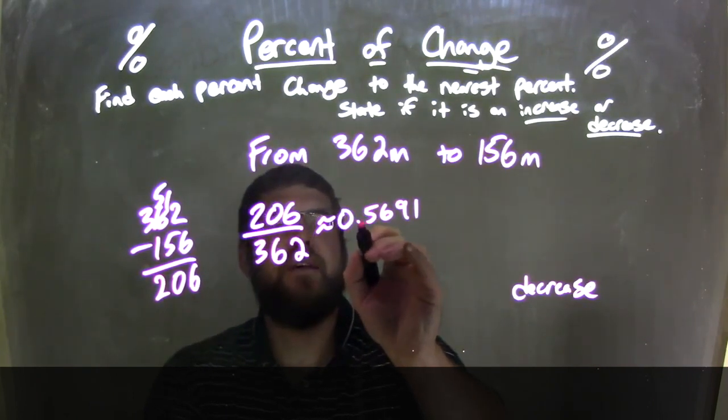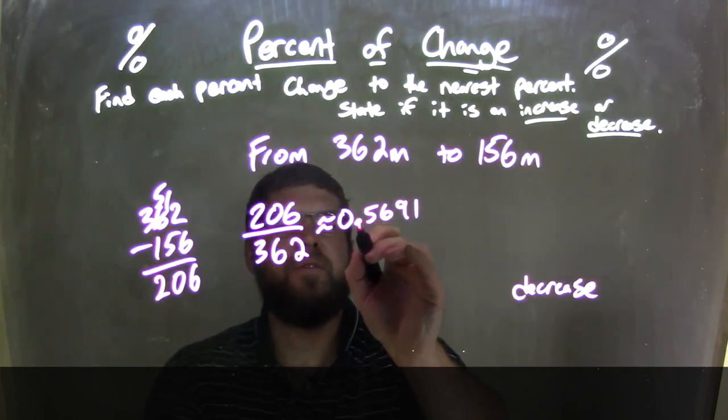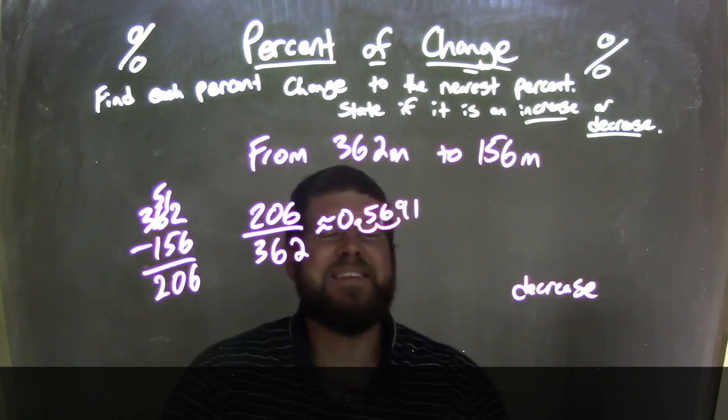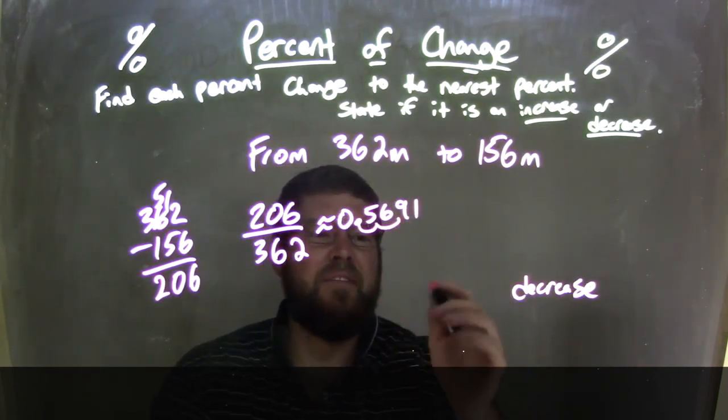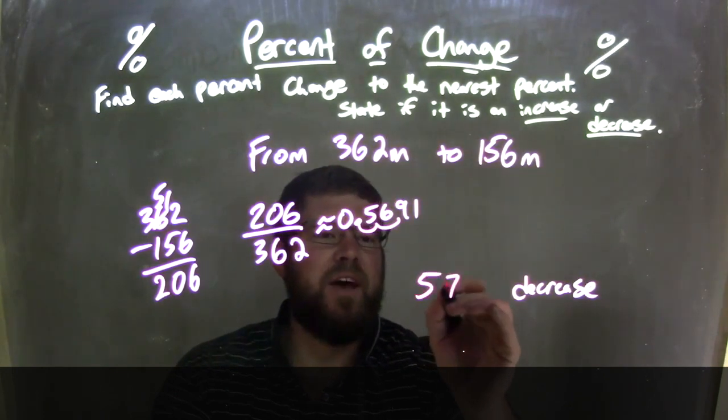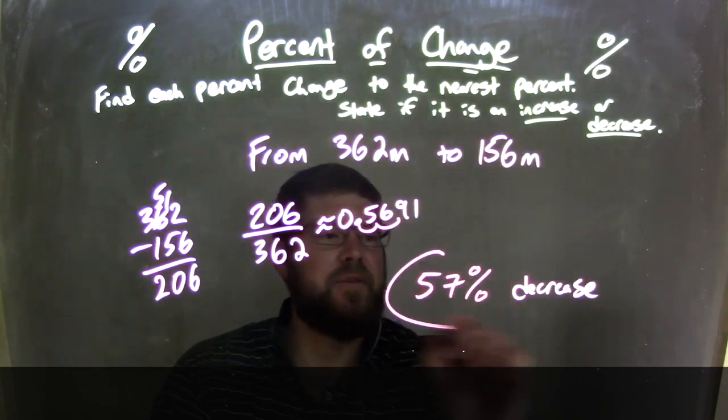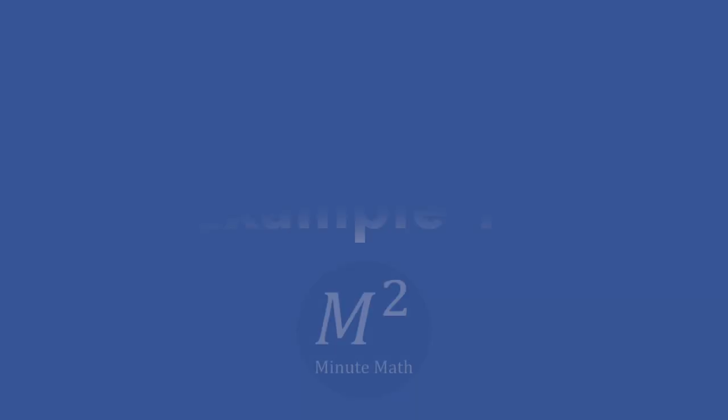Well, taking a decimal, we move it 2 units to the right. Now we have 56, but it's 56.9. That 0.9 will round the 6 to a 7, so we can say we have a 57% decrease as our final answer.